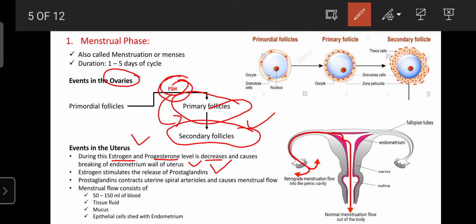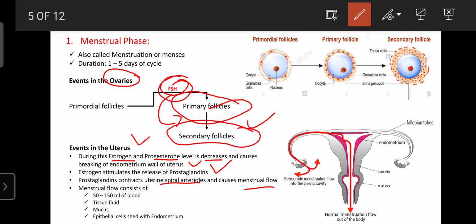Here the estrogen can stimulate the release of prostaglandin. The released prostaglandin causes the contractions of the uterine spiral arterioles. Due to contractions of the uterine spiral arterioles, it can cause the menstrual flow.